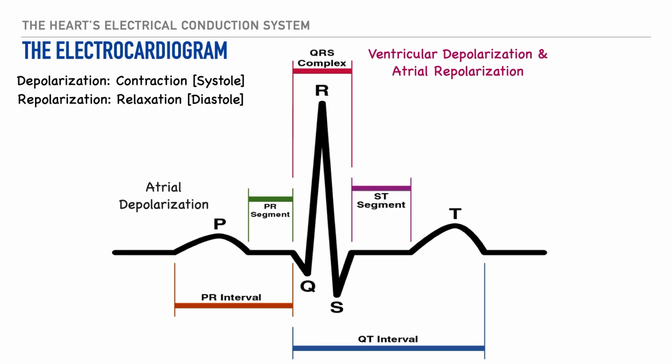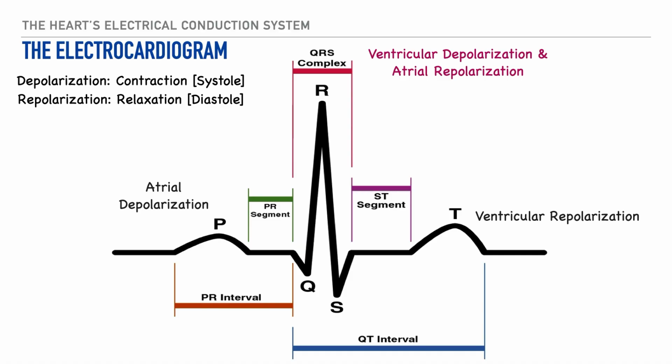Next, we have the T wave, and this T wave represents ventricular repolarization, the relaxation of the ventricles. So those are the primary components of the electrocardiogram, but we also have some areas referred to as segments and intervals. And these terms help us to identify the passage of time between the heart's electrical conduction.